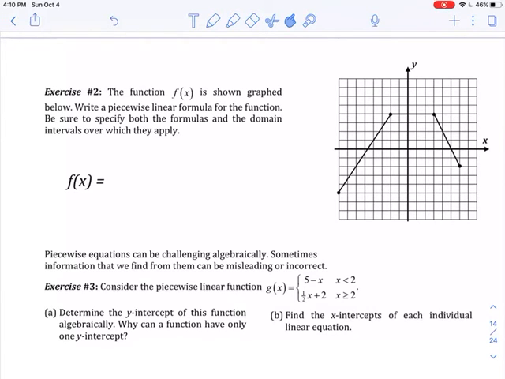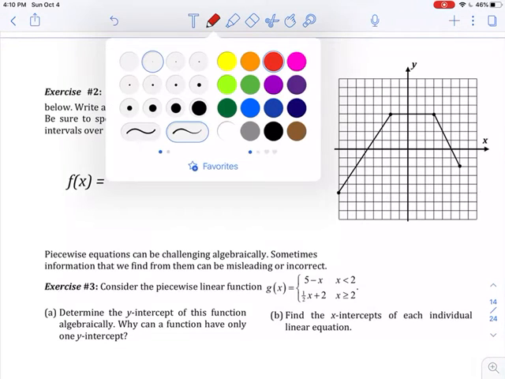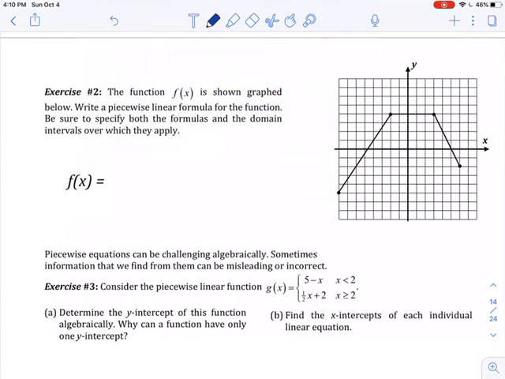All right, so exercise 2. We have the function f of x shown in the graph below. Write a piecewise linear formula for the function. Be sure to specify both the formulas and the domain intervals over which they apply. All right, so I'm going to make my big set of brackets right here. All right, I have 3 different pieces to this.